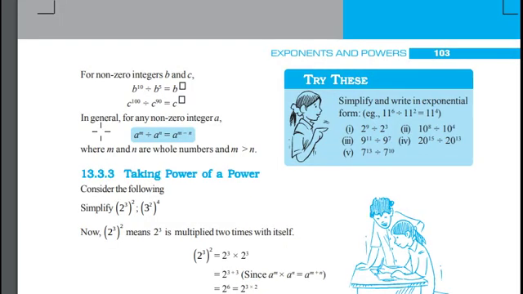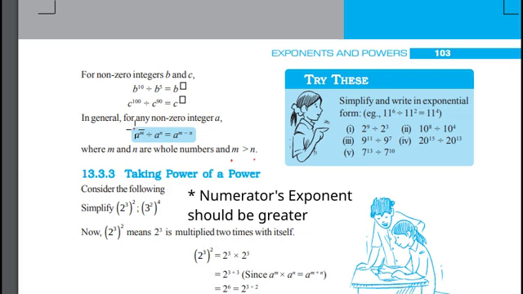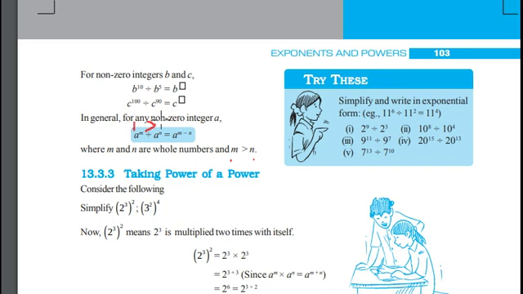In general, for any non-zero integer a, a should not be equal to 0 and m should be greater than n. The first number of this dividing numbers should be greater than the second number. A to the power of m divided by a to the power of n is equal to a to the power of m minus n. Notice base should be same.